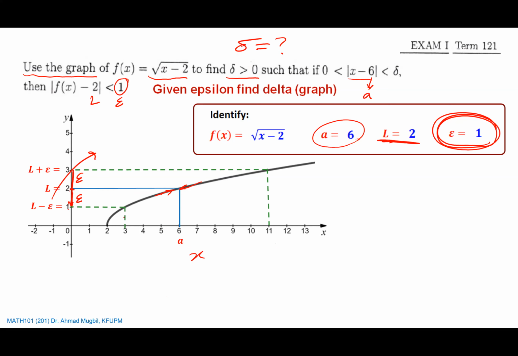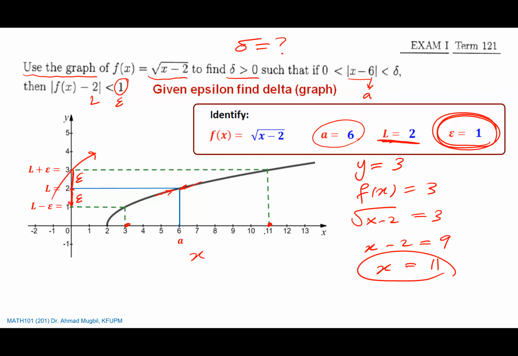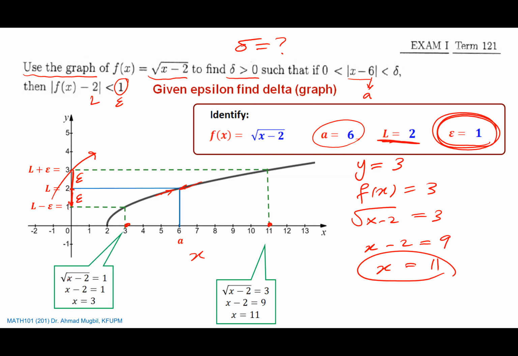By the way, Shabab, if you cannot find this easily from the graph, you can do it algebraically without the graph. He said that using the graph, you can find this value algebraically. How? The value y is 3. This means that the function is 3. What is the function? The square root of x minus 2 equals 3. Square both sides. Solve it for x. x is 11. I have written that for you here, by the way, how to find it algebraically if you cannot find it from the graph. Similarly here, the square root of x minus 2 equals 1. Square both sides. Find x.